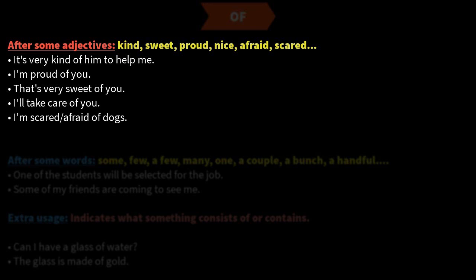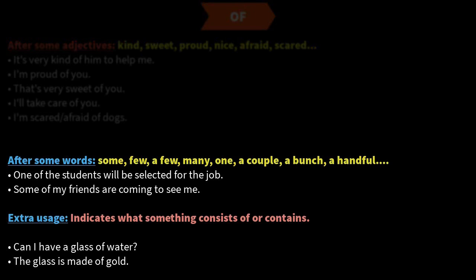Okay. And guys, we have a couple of words that are followed by the preposition "of": some, many, a few, several, one. When we use them, we basically indicate something is a part of the entire group. For example, one of the students will be selected for the job. One of the students, one belonging to a particular group of students, will be selected for the job. I can also say some of the students, a few of the students, a couple of the students, none of the students. So these are the words that we use "of" after.